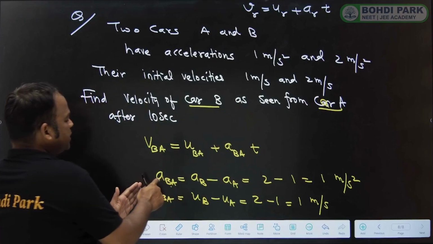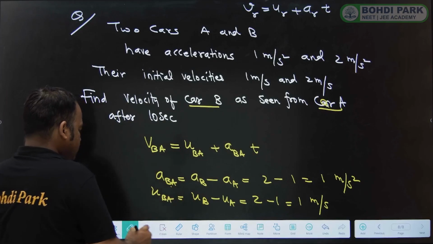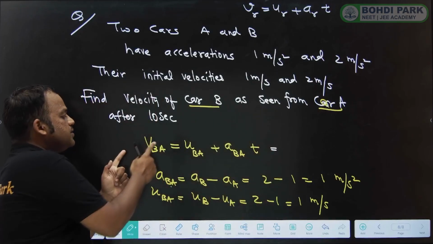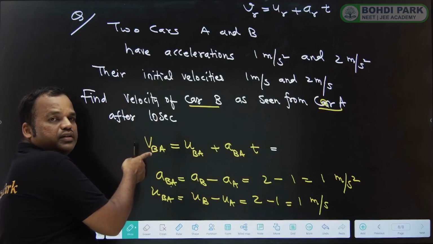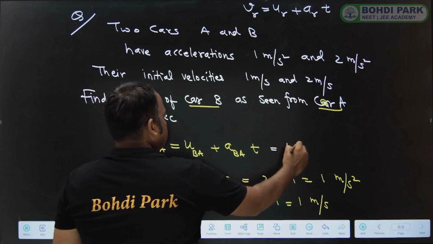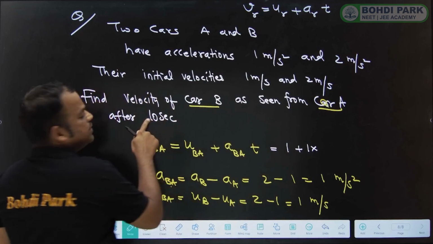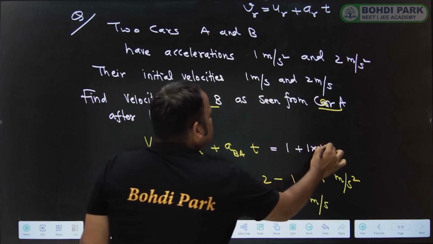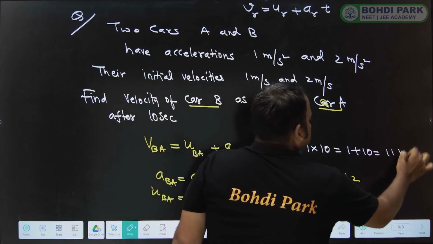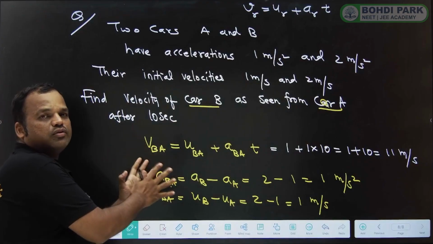Now we will substitute relative acceleration and relative initial velocity in this equation. So we will get velocity of B as seen from A, or relative velocity of B with respect to A, is equal to 1 plus 1 into t. Now in the question t is given as 10 seconds. So our answer is 1 plus 10, and that will be equal to 11 meter per second. So we are using the concept of relative motion.